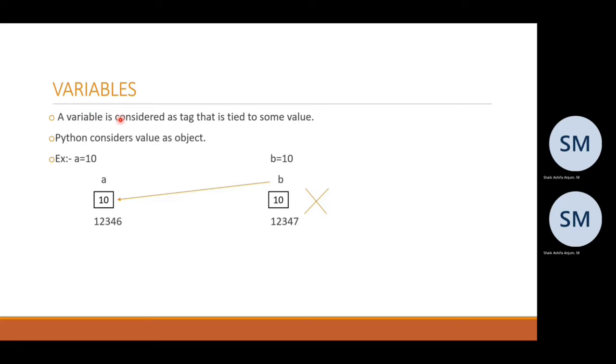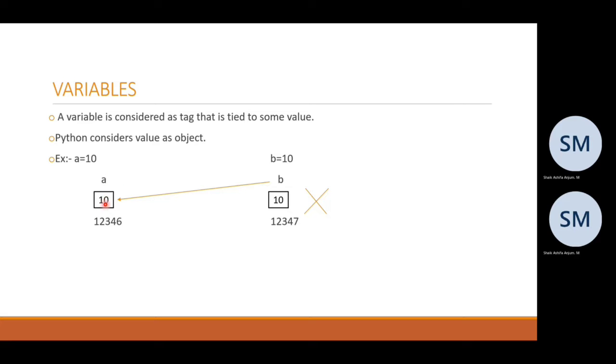That is why the variable is considered as a tag that is tied to some value in Python. Every value is considered as an object in Python. If a equals to 10, then the name a is tagged to this value 10. The value 10 is stored at 1 2 3 4 6 location, and a is tagged to this value.